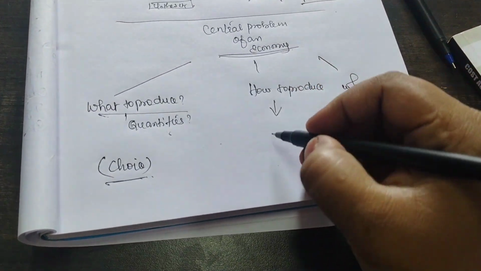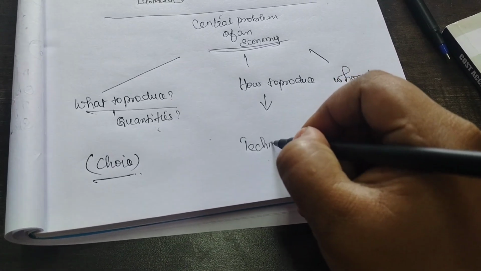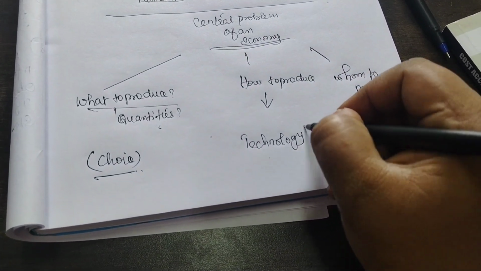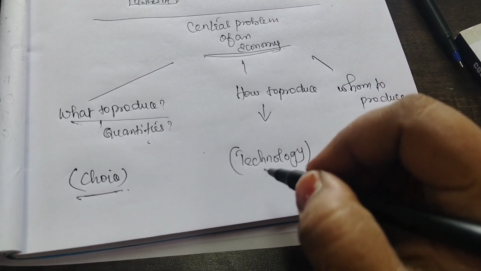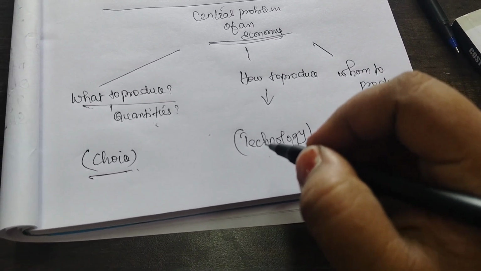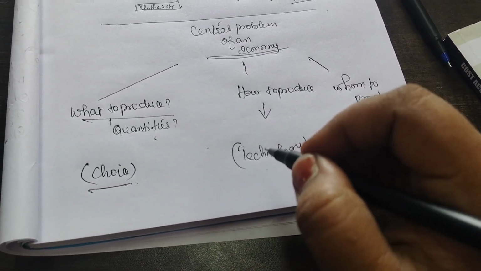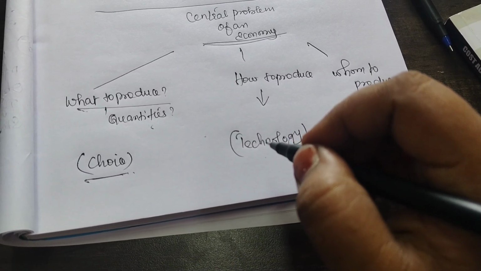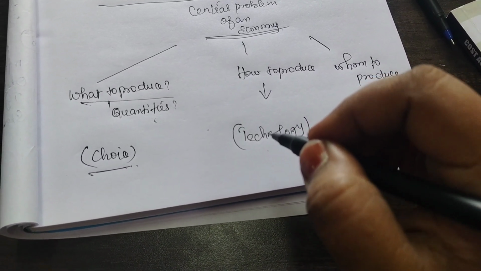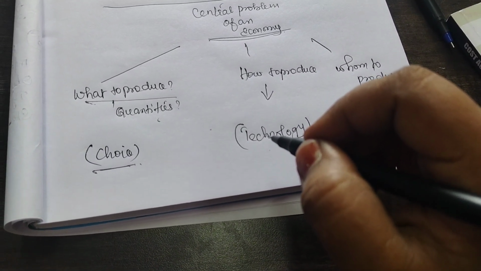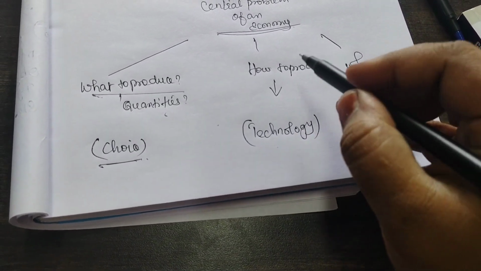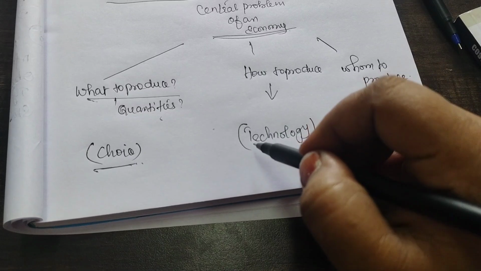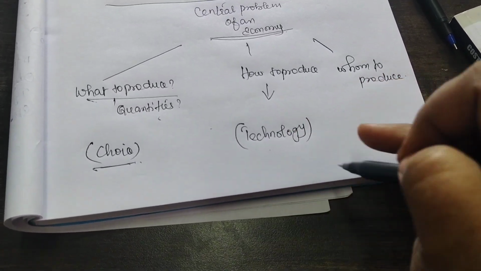This discusses the problem of technology, whether to go for labor intensive or capital intensive. If they choose labor intensive, it means more labor, more workers will be used for the production. If they go with capital intensive, then most probably they will be using machines and equipment in order to produce the goods. So how to produce: whether they want to follow the traditional method or the modern method, and what technology they are going to use in order to produce, whether it is capital intensive or labor intensive.